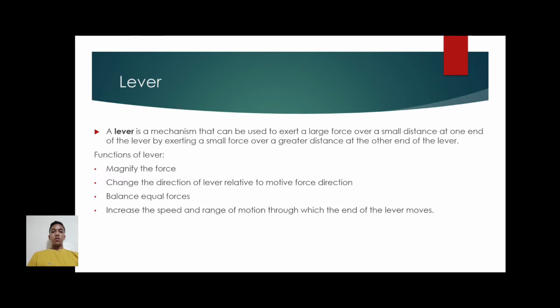What are the functions of a lever? It is to magnify the force, change the direction of the lever relative to the motive force direction, balance equal forces, and increase the speed and range of motion through which the end of the lever moves.